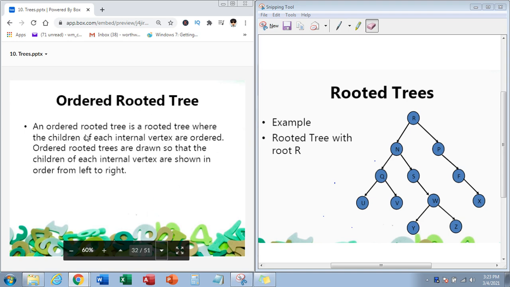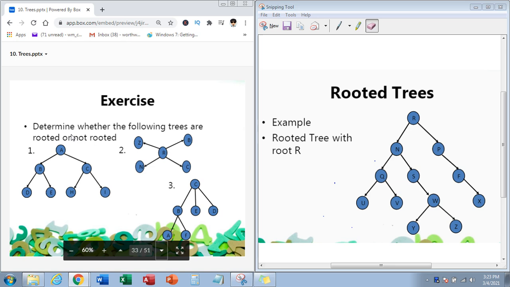Ordered rooted tree. An ordered rooted tree is a rooted tree where the children of each internal vertex are ordered. Ordered rooted trees are drawn so that the children of each internal vertex are shown in order from left to right. Determine whether the following trees are rooted or not rooted. So this is rooted, this is not rooted, this is rooted.